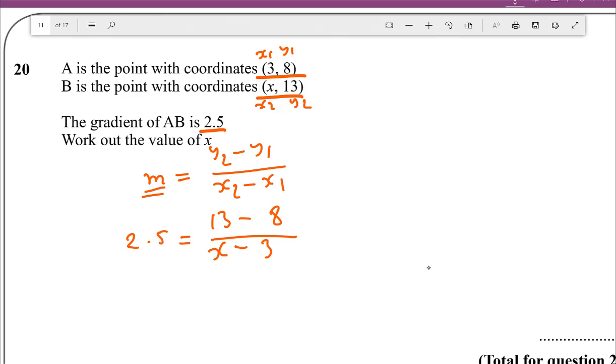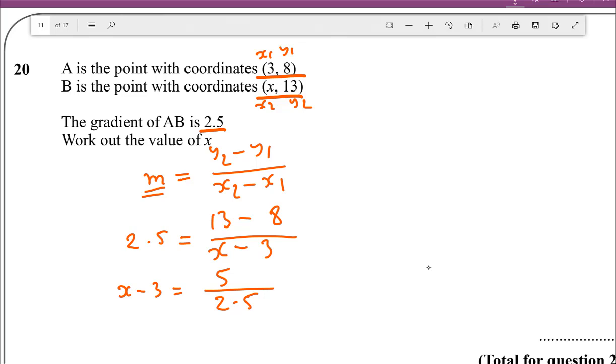So let's solve this equation. So we have 2.5. So we can swap them because it's a fraction. We can say take x minus 3 there and bring 2.5 there. So 13 minus 8 is 5. Let's simplify that top bit. That's 5, and x minus 3 goes there, and 2.5 comes down here.